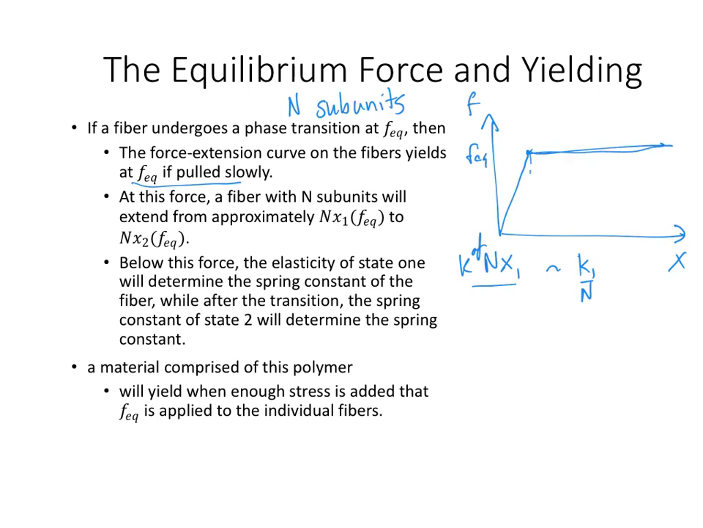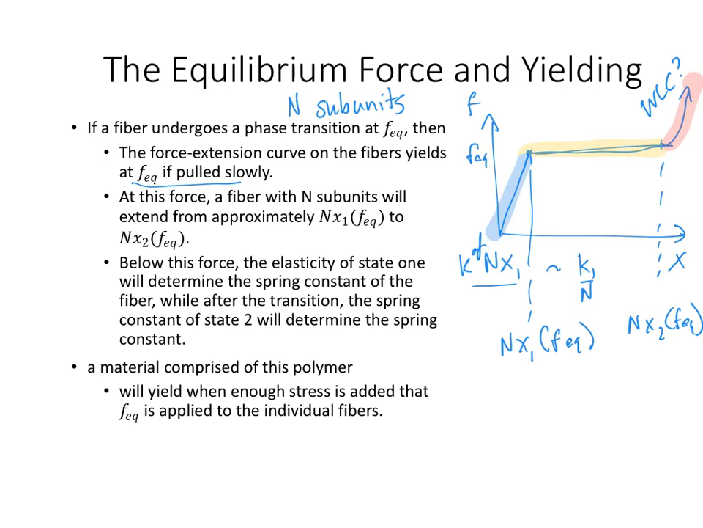And as it yields, it extends from a length of n times x1 at F equilibrium until all n subunits are in state 2 at the equilibrium force. So it's extended that amount, and then it will start to stiffen again with whatever the spring constant or the elastic behavior of state 2 is, which is often for an unfolded protein a worm-like chain. So you can see how this quantitative model reproduces the behavior of yielding polymers introduced in video 22A.